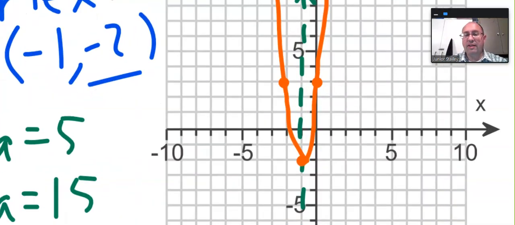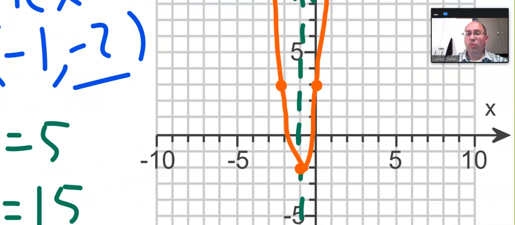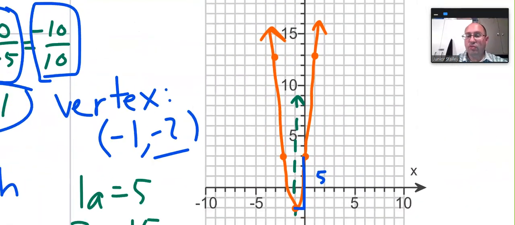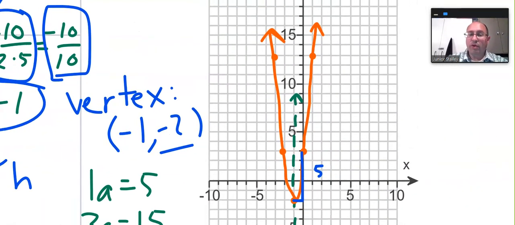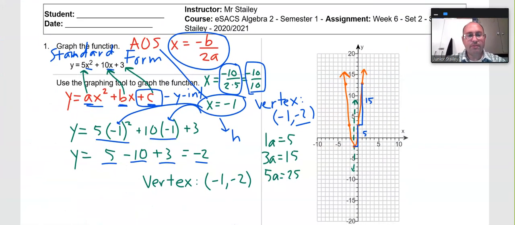But you notice that when we went 1 to the right of the vertex at negative 1, negative 2, we went up 5. And then if I scroll back down here, 1 to the right, up 15. Right? So it's the 1a, 3a method of graphing. And then I just copied it to the other side, and we can see the axis of symmetry on the graph, the green part. Okay, next question.